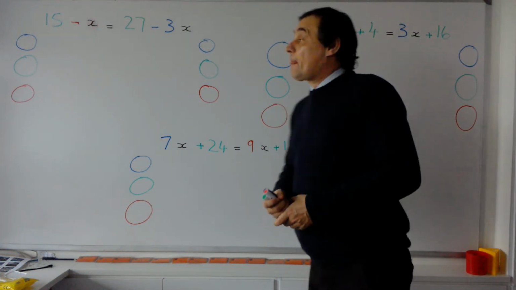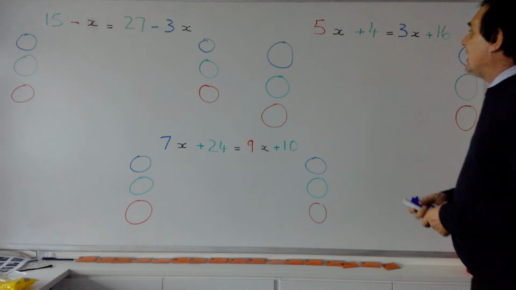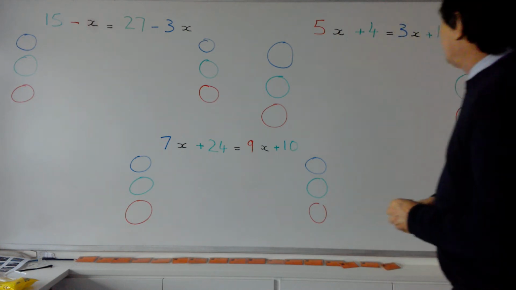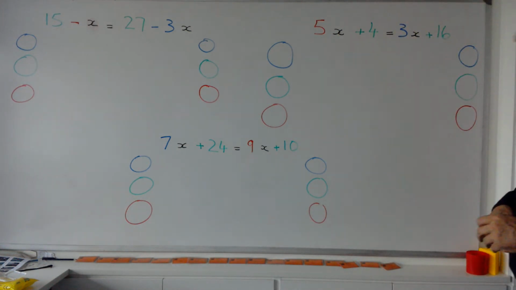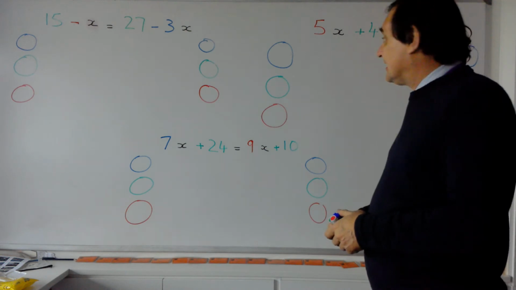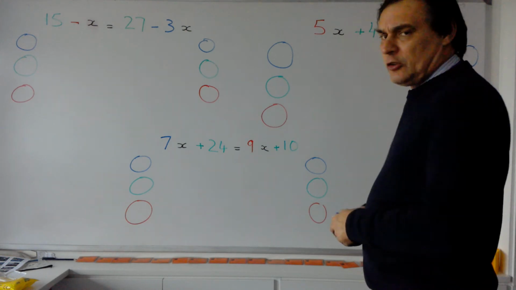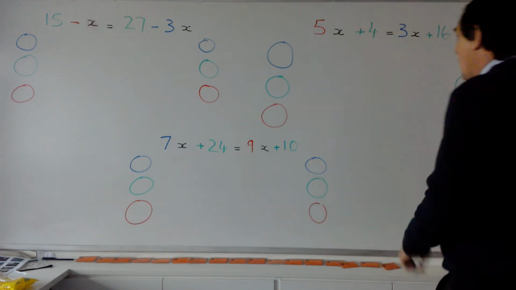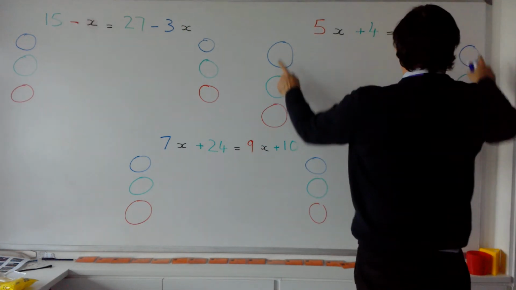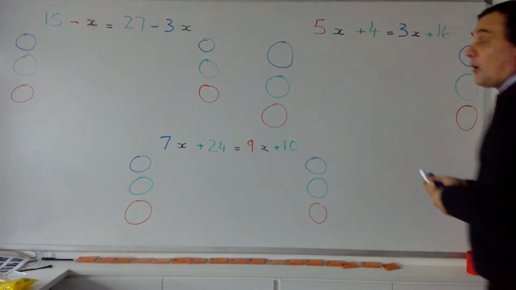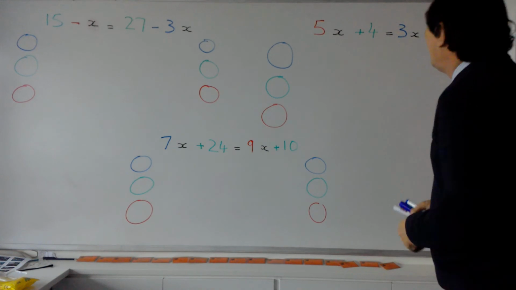Hello. Equations with letters on both sides can be particularly awkward, but if you get a system, they should unravel themselves quite easily. We're going to use a blue, green and red system. Okay, let's explain what we're going to do.